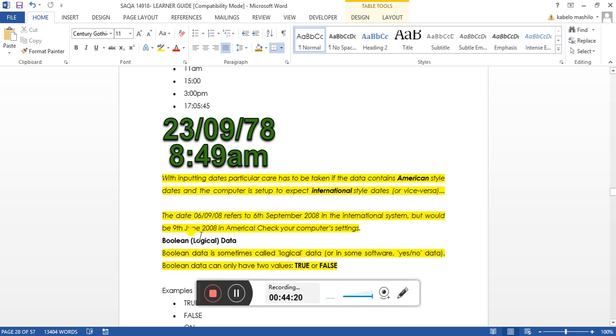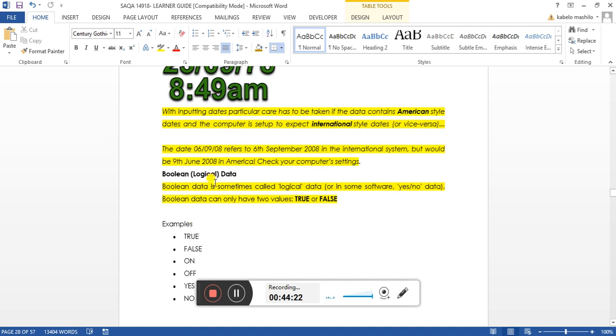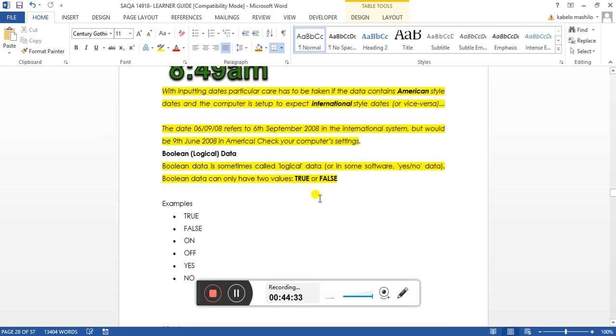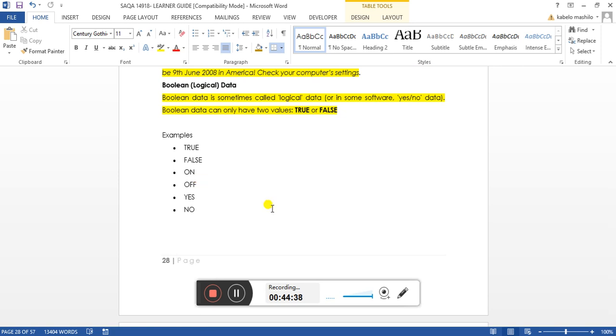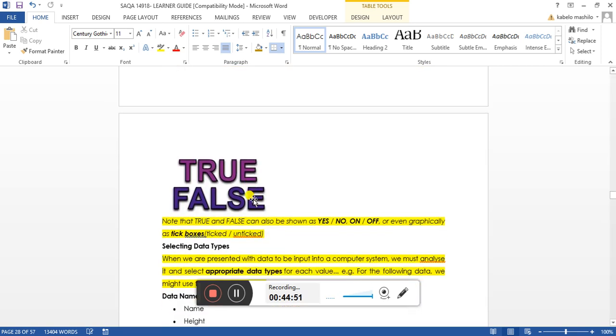Check your computer settings. We've got the Boolean and logical data. It is sometimes called logical data, or in some software yes or no data. Boolean data can only have two values, true or false. So examples are true or false, on and off. Similar to your binary: when it's one, it's on; when it's zero, it's off. So when it's true, it has to be one. When it's false, it has to be zero. Yes or no. It's something similar to that.